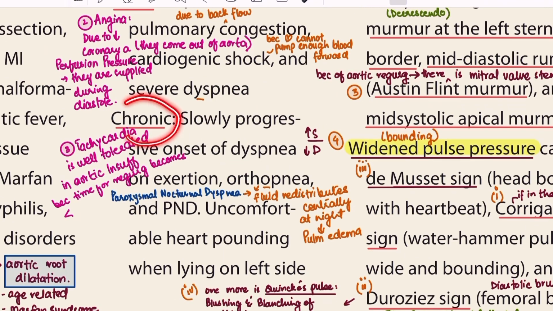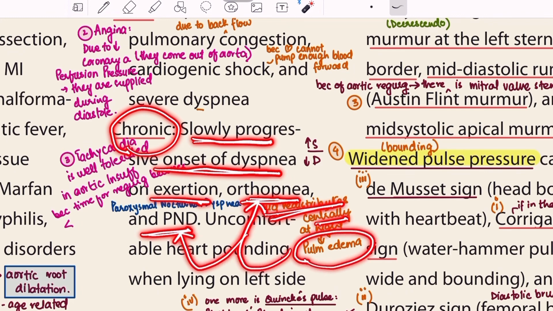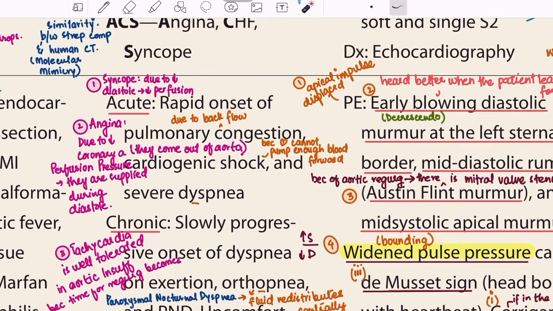A person with chronic aortic regurgitation will have slowly progressive onset of dyspnea on exertion, orthopnea, and paroxysmal nocturnal dyspnea. While you're laying in your bed, the fluid will redistribute centrally, and that will cause pulmonary edema, and in return it will cause symptoms like orthopnea and paroxysmal nocturnal dyspnea. Along with that, there will be uncomfortable heart pounding while laying on your left. So these were the symptoms.